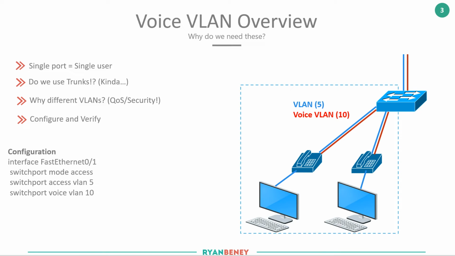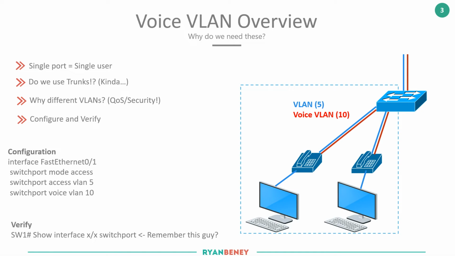Now what about the verification of the configuration? Well, just like we've learned up to this point so far, we have show interface. Obviously we put in the interface we want to view, and then we look at the switchport. Doing this will show us what VLAN has been assigned to that access port and which voice VLAN has been assigned to that access port.